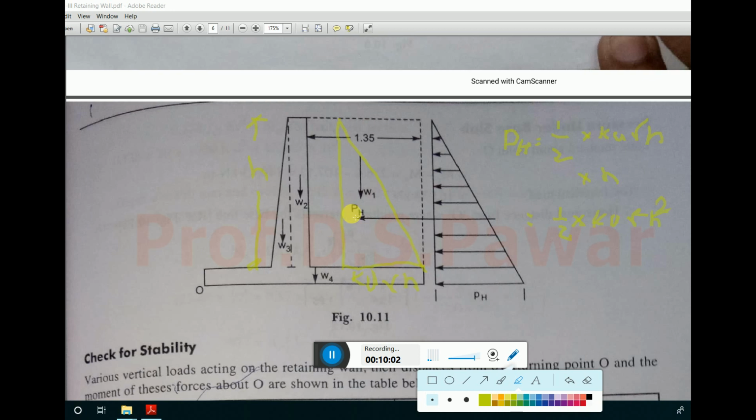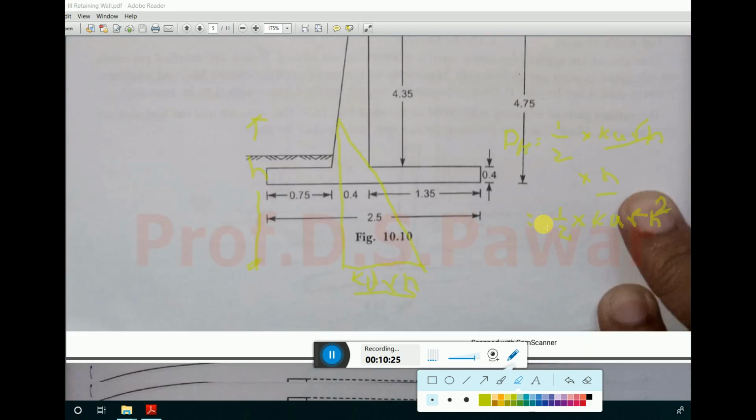Okay, so this is the horizontal pressure here, 1/2 Ka into gamma into h square. So this is the base, Ka into gamma h, and the area of the triangle is 1 by 2 base into height of the triangle, which we have considered as h, because we are calculating the pressure on the stem only. Okay, so this is the force, and here they have shown this force.